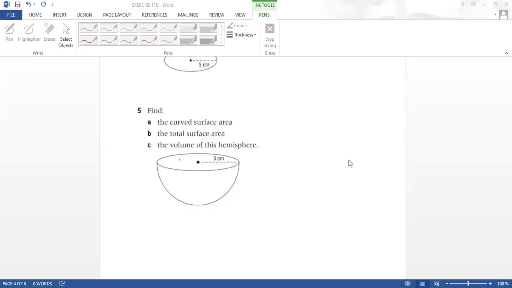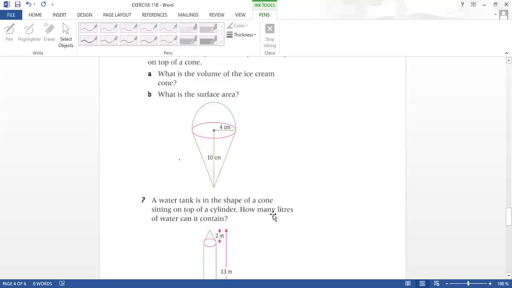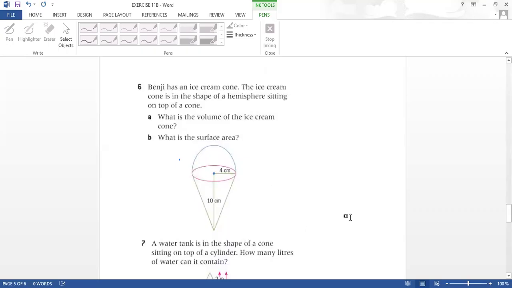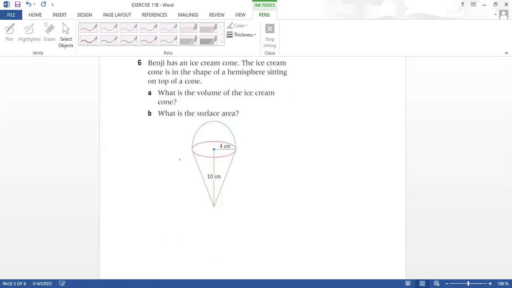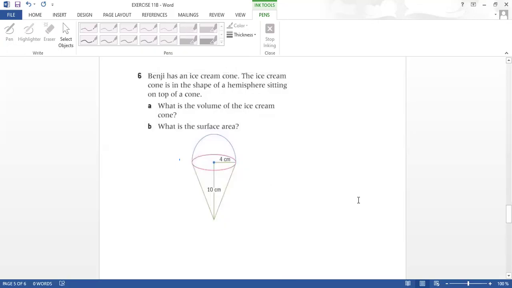So number 6 tells you to calculate this. Benji has an ice cream cone. The ice cream is in the shape of a hemisphere sitting on top of a cone. What is the volume of the ice cream cone?